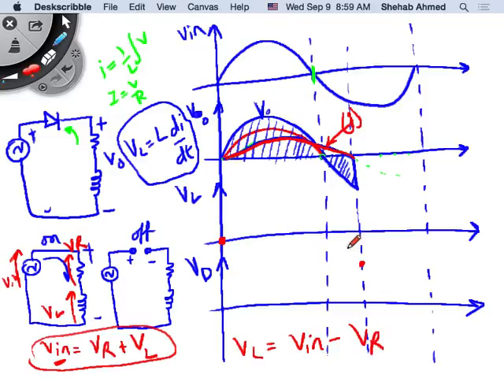And then what else? At some point, V input, again, this is the current, this is I. And so the VR is a scaled version of this, right? So maybe it goes up or down, or maybe exactly the same. So at some point, V input minus VR is going to be 0. Where's that going to happen?